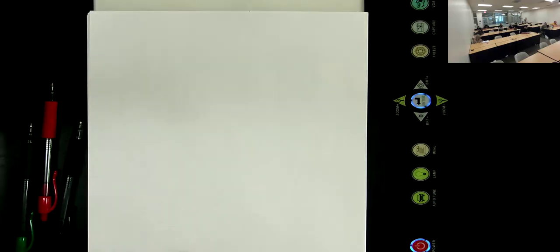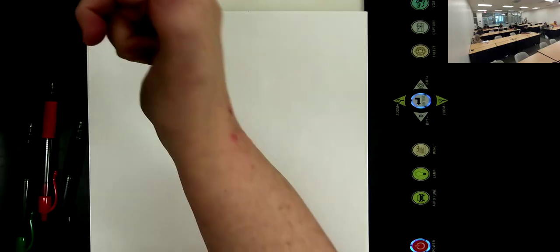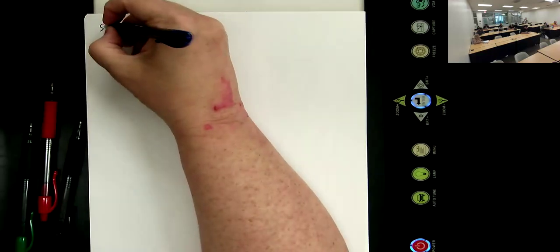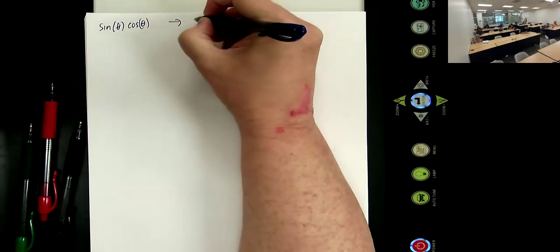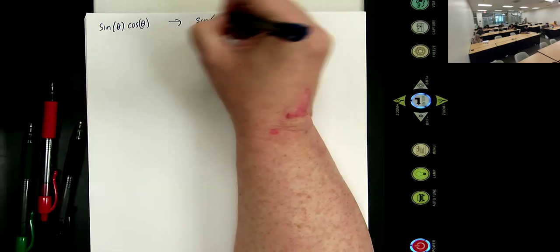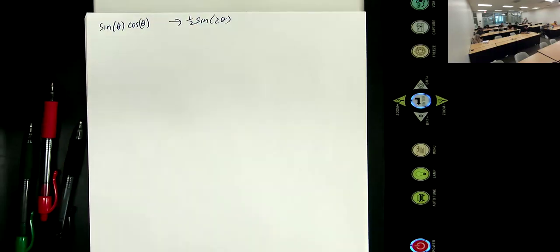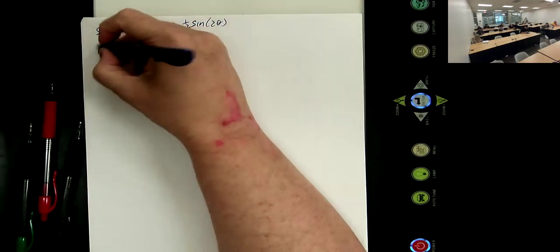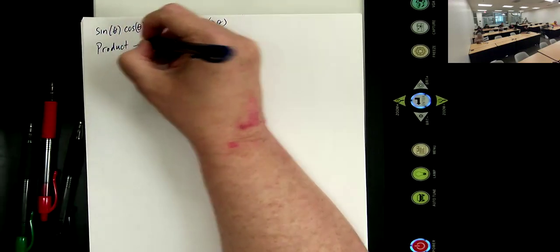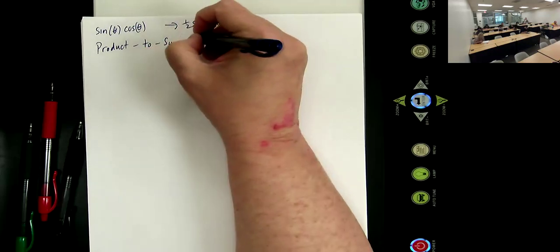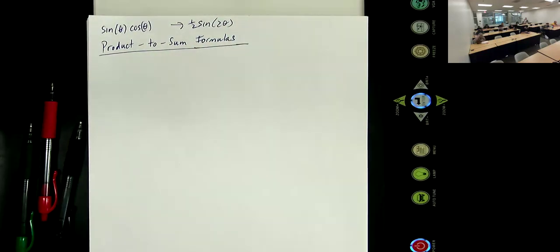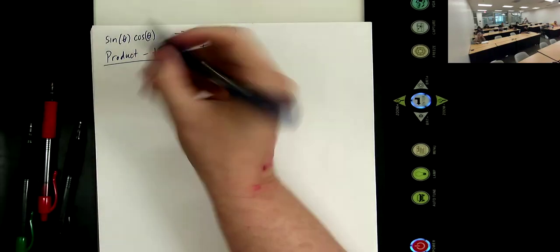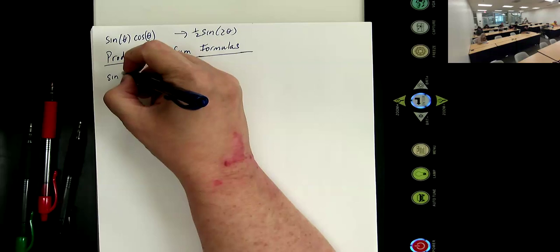Alright, so we had a sine theta cosine theta a second ago, and we used 2 sine theta cosine theta, and we switched to a sine 2 theta version. There are formulas called product to sum and sum to product. The product to sum formulas are... and you'll note I'm going to reference my cheat sheet because I do not have that memorized. Let's start off with the one I gave, sine theta cosine theta.